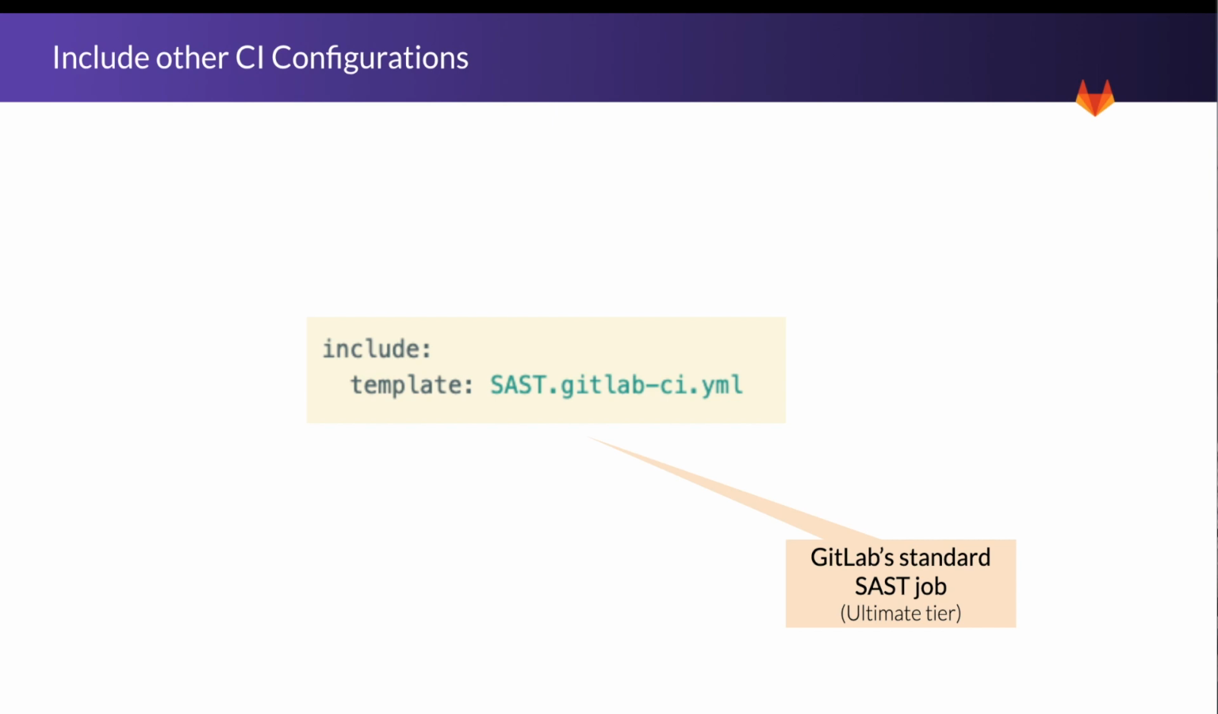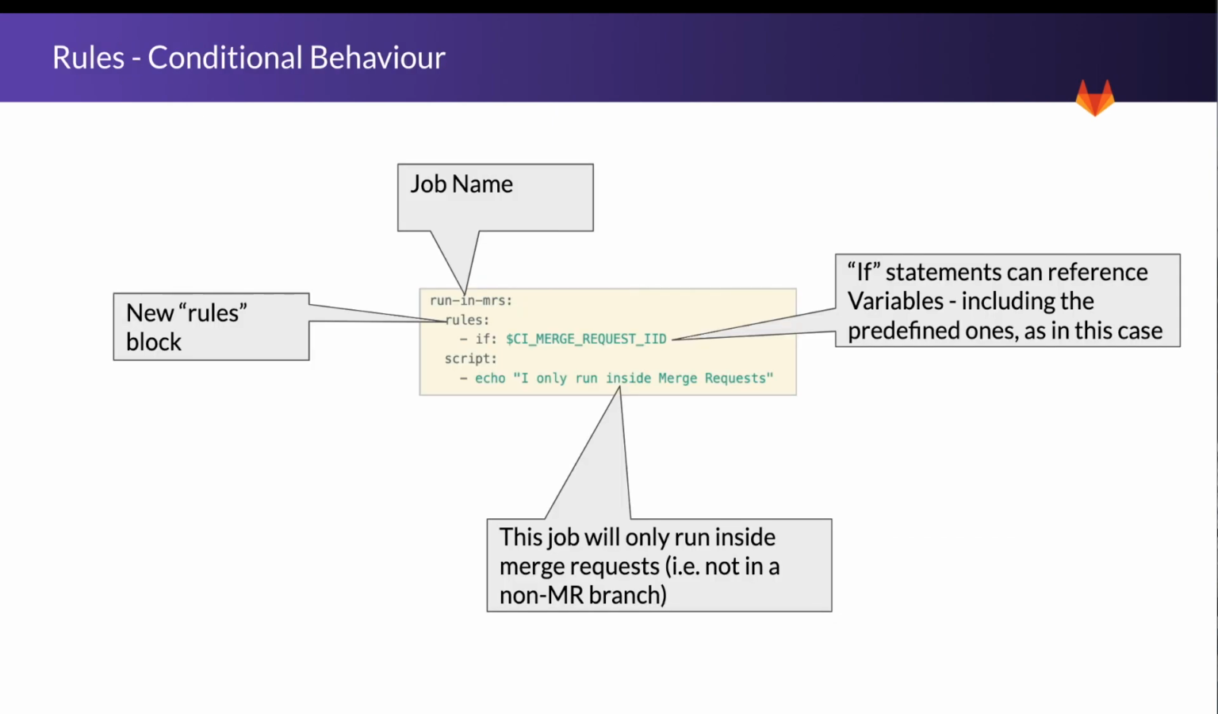You can even create a separate Git repository just for CI files and reference them from other projects. This comes in handy when you're wanting to keep automation centralized and consistent across a large organization. Here, we're referencing the included SAST CI file, which enables static application security scanning on our jobs automatically. Rules give us conditional behavior. In this case, I've added an if statement that triggers the job only if we're in a merge request.